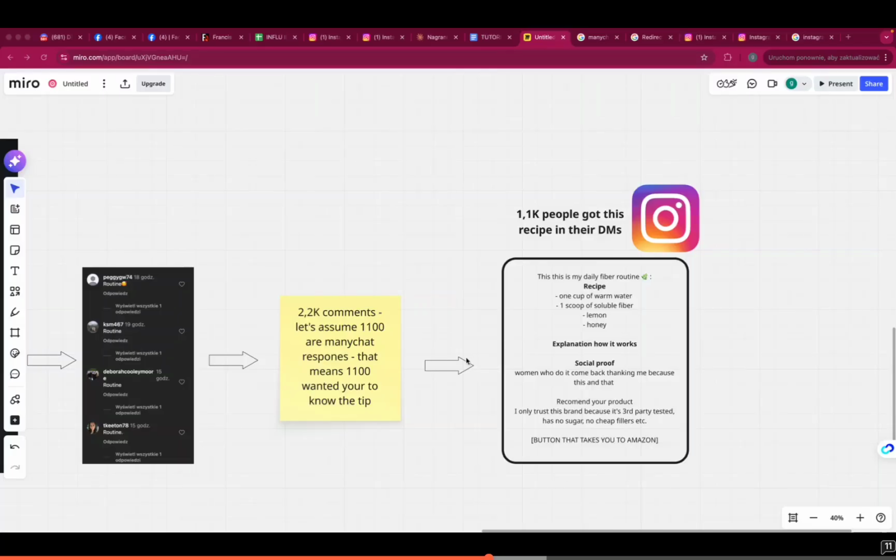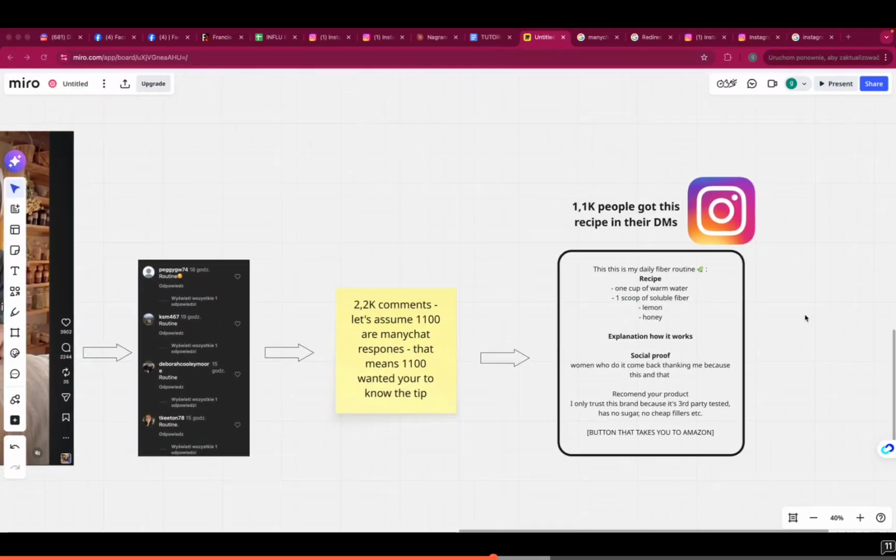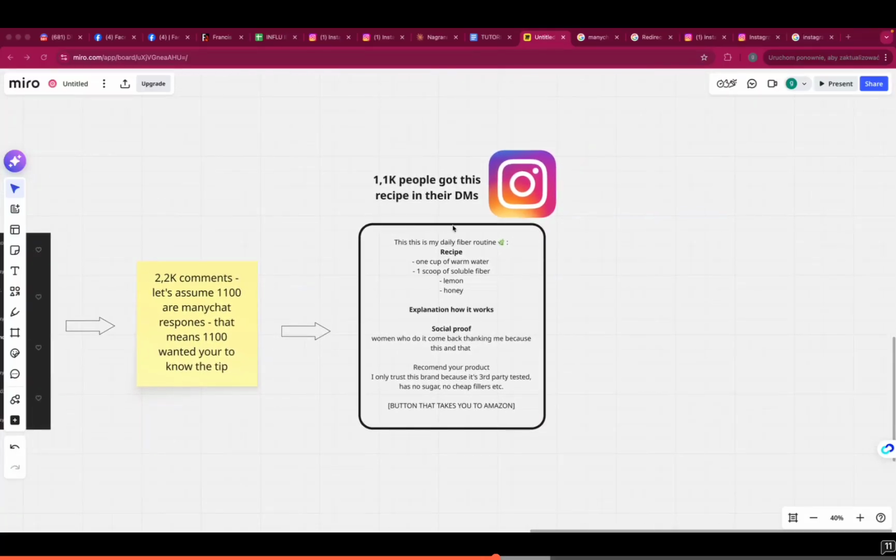So we know that it was about the routine or recipe. Doesn't matter, it's pretty similar. So what does it say? This is my daily fiber routine. Then you give the recipe. So in this case, it's 1 cup of warm water, 1 scoop of soluble fiber, lemon, and honey. Then you explain how it works. So you use warm water to put fiber in, etc. Fiber does this and that. Then you add lemon so it tastes a bit better, and lemon does this and that. Honey does this and that, right?